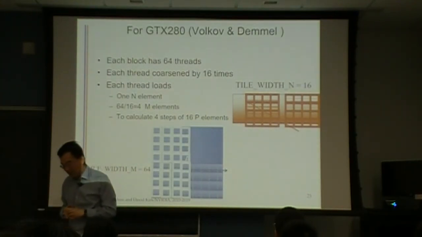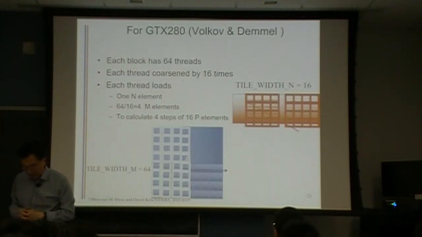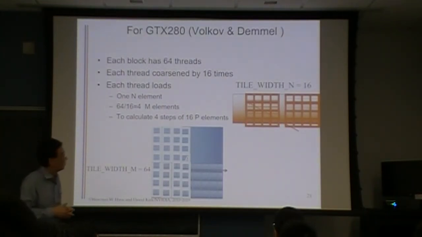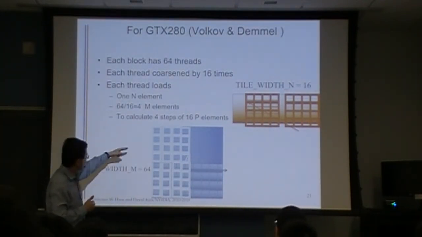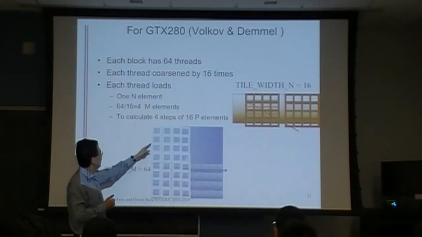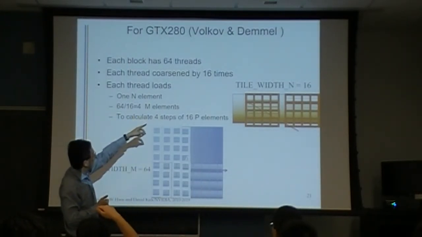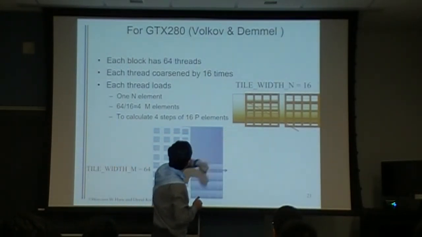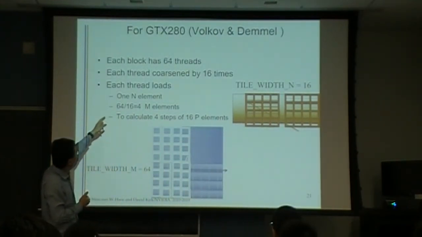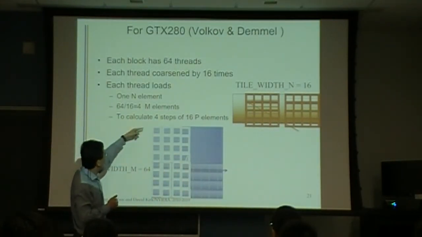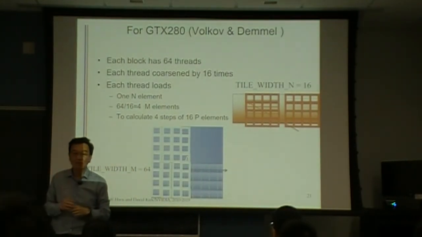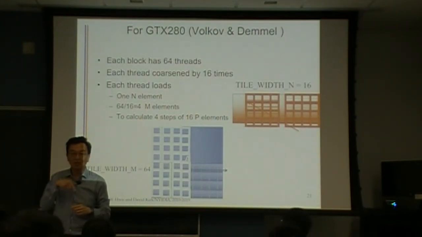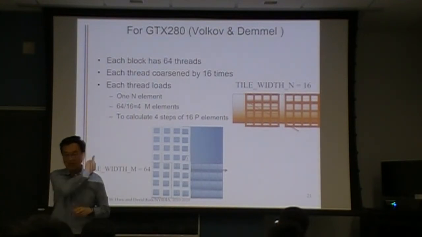So for GTX 280, this was a supercomputing paper by Volkov and Demmel. Each block has 64 threads, so tile width n is 64, and each thread is coarsened by 16 times, so the tile width is 16. Each thread loads one n element and four m elements to calculate four steps of the 16 p elements. This is exactly what they did for the GTX code, and that set the world record for matrix multiplication in that year.